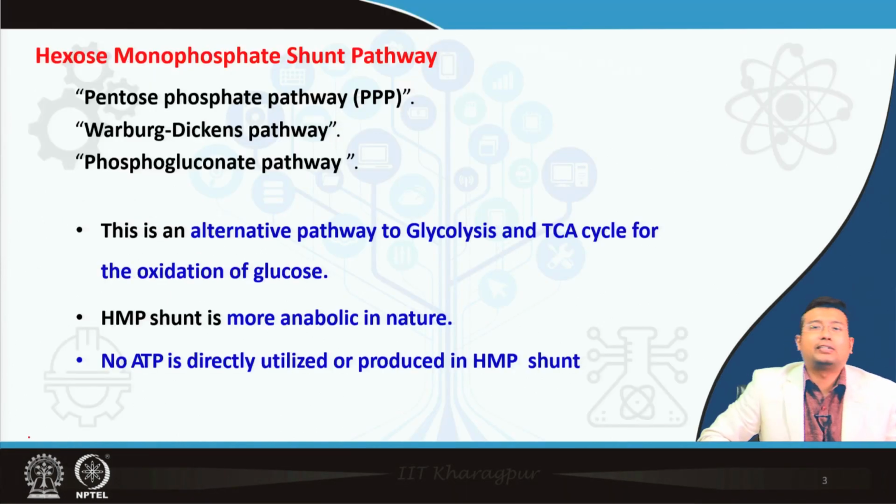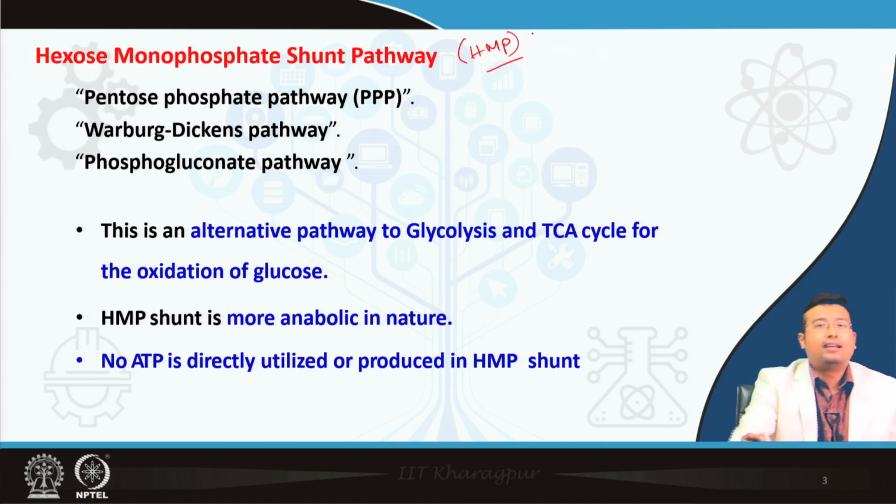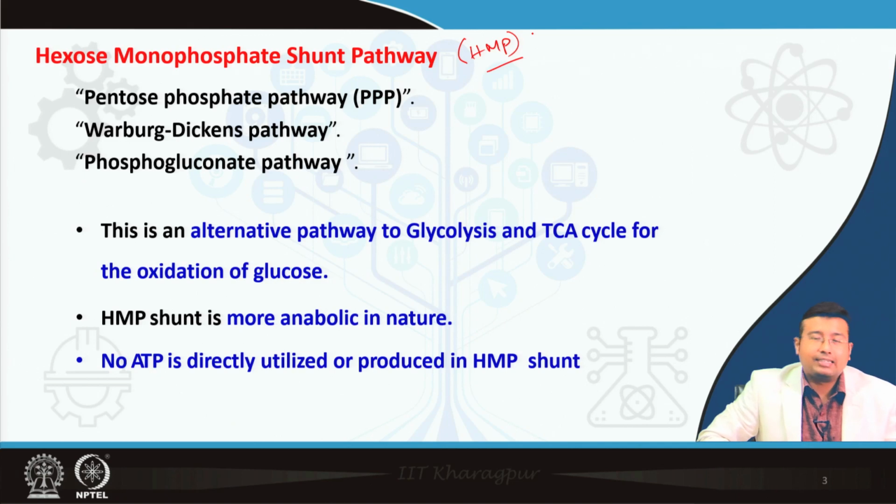So, hexose monophosphate shunt, the short form being HMP, is known by many names. It can be denoted as PPP, which stands for pentose phosphate pathway, and the Warburg-Dickens pathway, named after its discoverers. It may be known as phosphogluconate pathway after a very important intermediate that is produced in the HMP shunt.